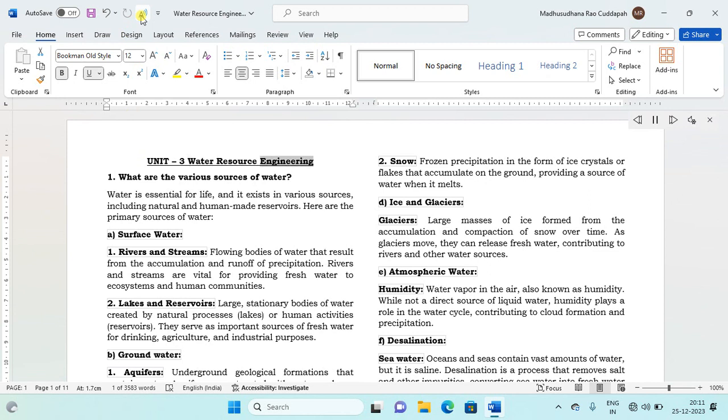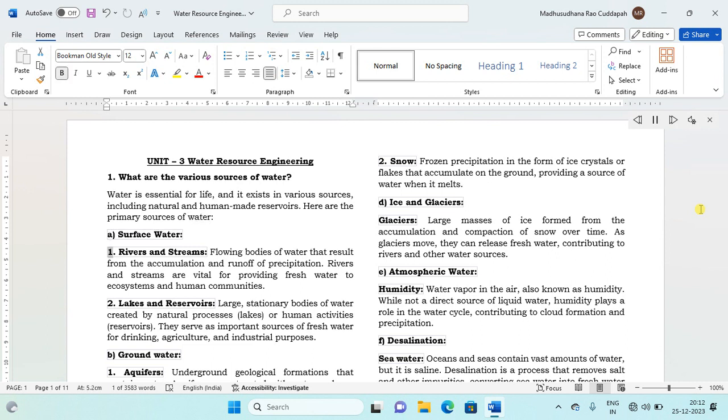Unit 3 Water Resource Engineering. 1. What are the various sources of water? Water is essential for life, and it exists in various sources, including natural and human-made reservoirs. Here are the primary sources of water.